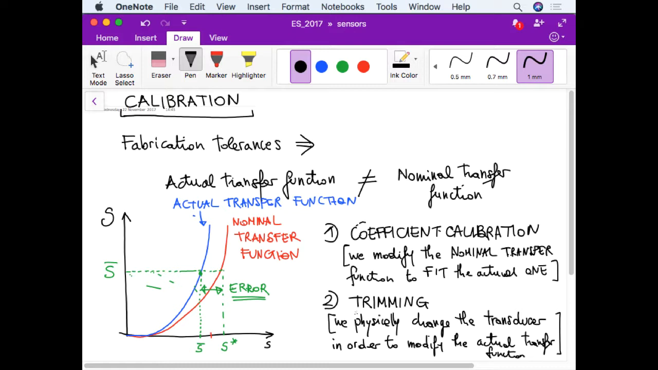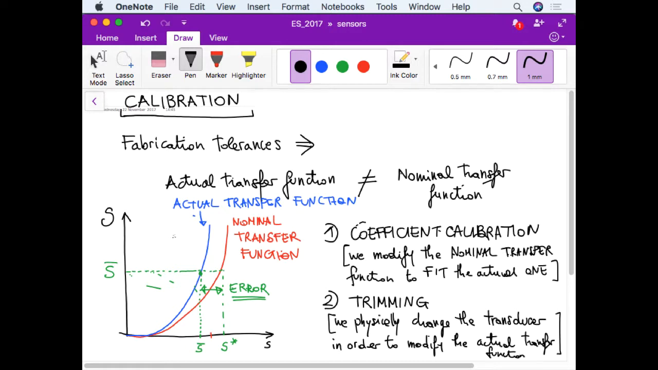Okay, also that is pretty common, and of course you can imagine that the trimming procedure is some physical process that must be done for every piece, for every sensor, and of course it increases the fabrication costs. And that is pretty common for the more complex types of sensors. In those cases, you really need to modify the trimming.